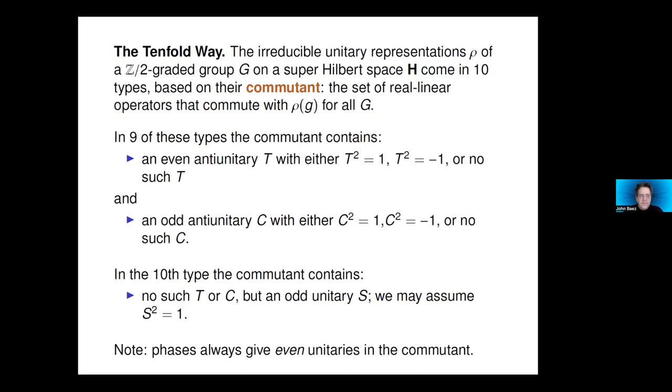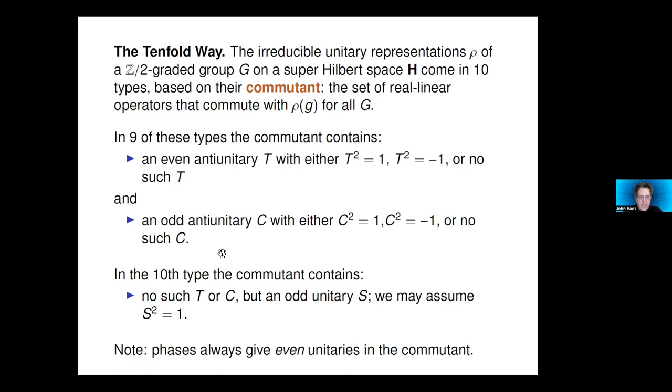So now we get the tenfold way when we study irreducible unitary representations of a Z mod 2 graded group on a super Hilbert space. We discover that there are now 10 different kinds, and they are classified in a way similar to the threefold way, but I'm going to formalize it a little bit more. We're going to look at the commutant, which means the set of all operators that commute with all the rho of g. But here I mean real linear operators, not necessarily complex linear, because I want to allow anti-unitary operators into the game. And so it turns out that you get the following options. There may be an even unitary operator that commutes with all these rho of g's, and then it could have T squared equals 1 or T squared equals minus 1. Or maybe there's no such anti-unitary.